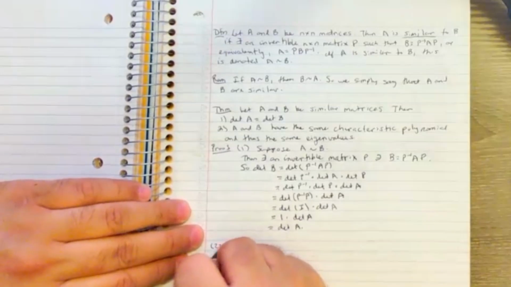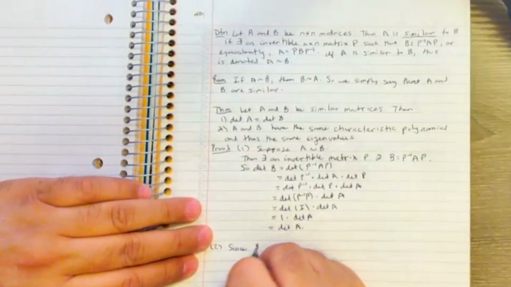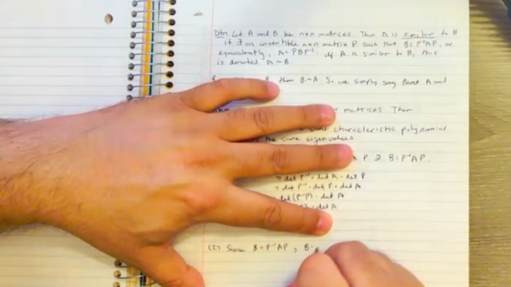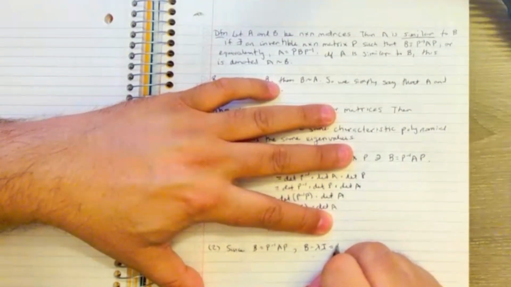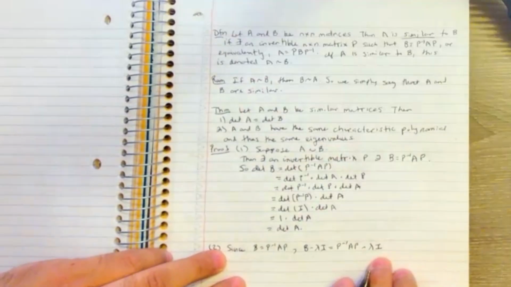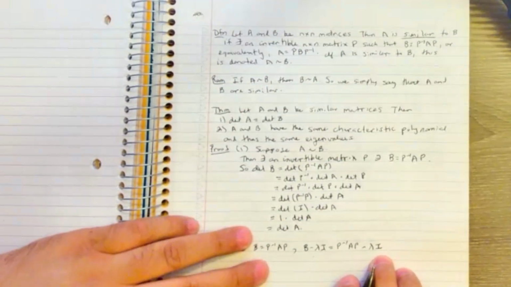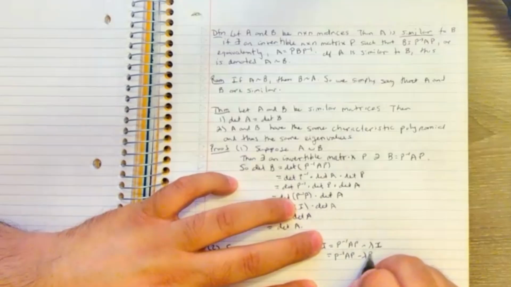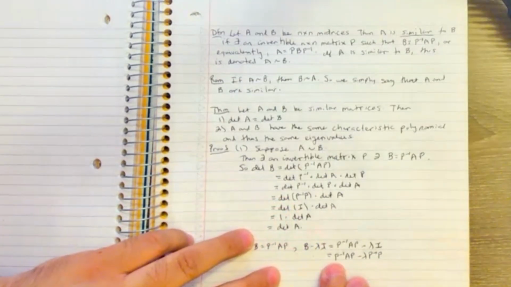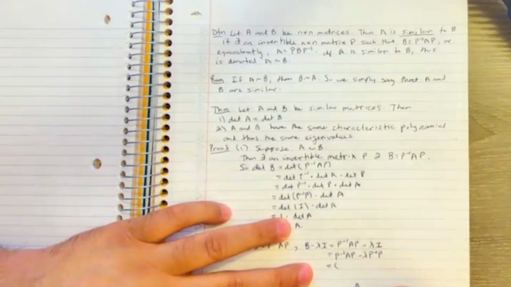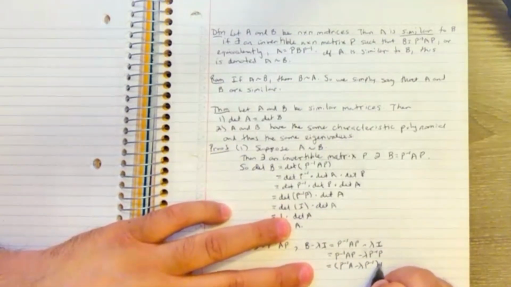So second statement, since B is equal to P inverse times A times P, we have that B minus lambda I is equal to P inverse times A times P minus lambda I. Now we can replace the identity matrix with the product P inverse times P. And so we have P inverse times A times P minus lambda times P inverse times P. So notice that in both of these terms, we have post multiplied by P. And so this is the product of the quantity P inverse times A minus lambda times P inverse, all times P.